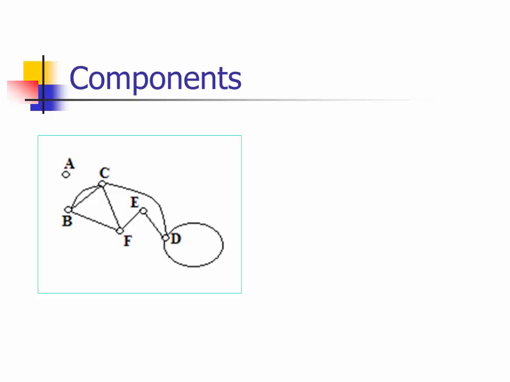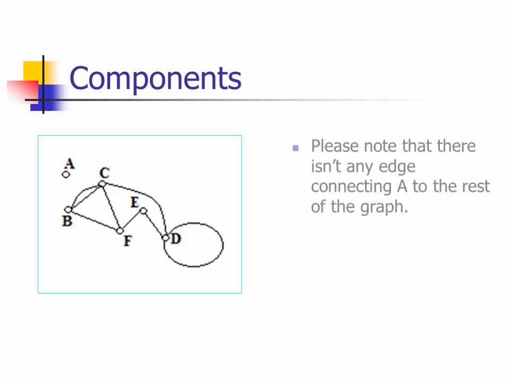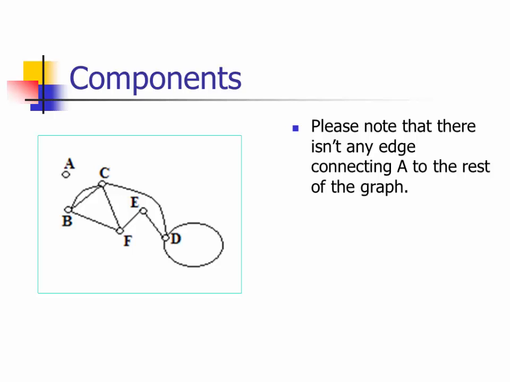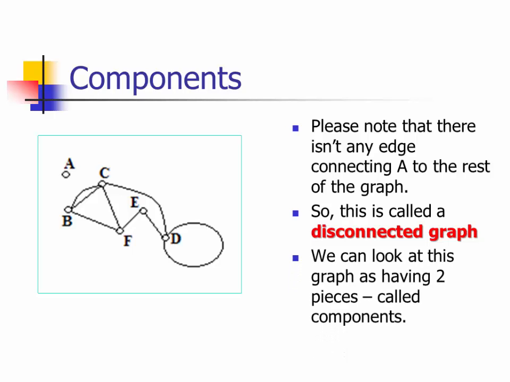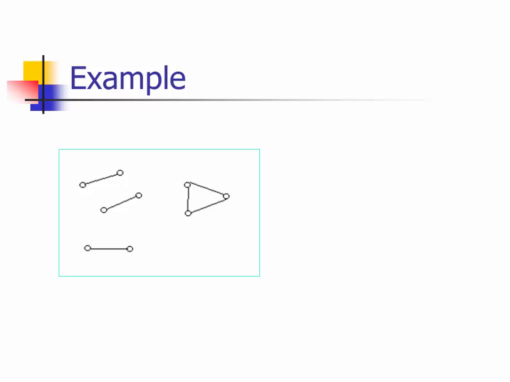Now this graph gives us another term we need to look at. And that is the fact that notice that A is not connected to the rest of the graph by an edge. So therefore, we call this a disconnected graph. Anytime we have a disconnected graph, it's because we have more than one piece. This one has 2, and we call each of those pieces a component.